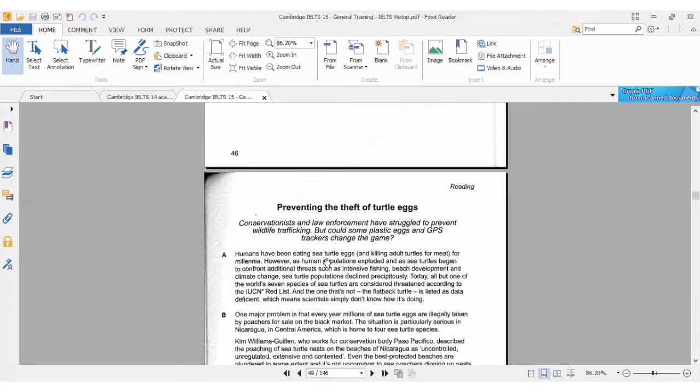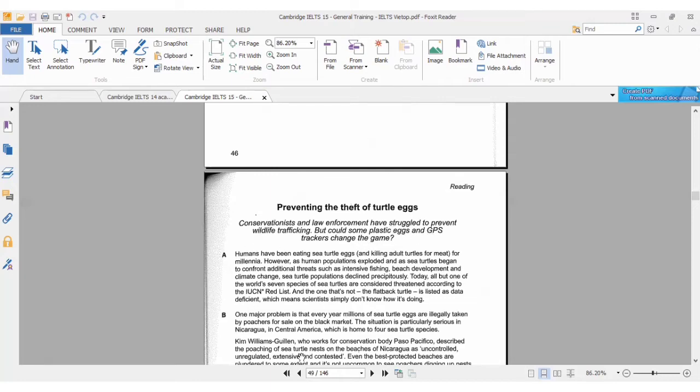So let's go down. We can see A. Of course, we're not reading yet. We'll come to that. But we can see this. We see the title, Preventing the Effect of Turtle Eggs. Conservationists and law enforcement have struggled to prevent wildlife trafficking. But could some plastic eggs and GPS trackers change the game? Okay, so they're talking about preventing wildlife trafficking, more or less. Some people are stealing turtle eggs, okay? So they want to see if they can use plastic eggs, maybe fake eggs, and then GPS trackers.